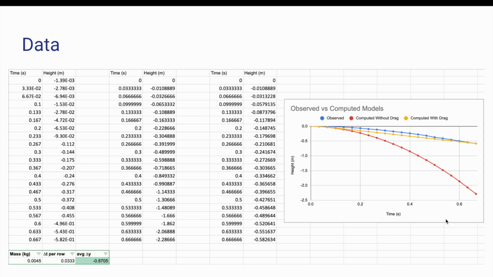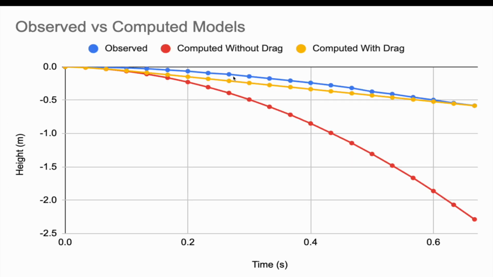Here's some of the data. I'm going to go into it more in a second, but these are all of my data points. The first one on the left is my observed. The middle one is my computed without drag. And the third one is computed with drag. As you can see, the observed and the computed with drag end at the exact same point. However, they have different routes to get there, which is what I discussed earlier with the errors. The computed without drag shows how much the velocity changes for an object when drag is not factored in.